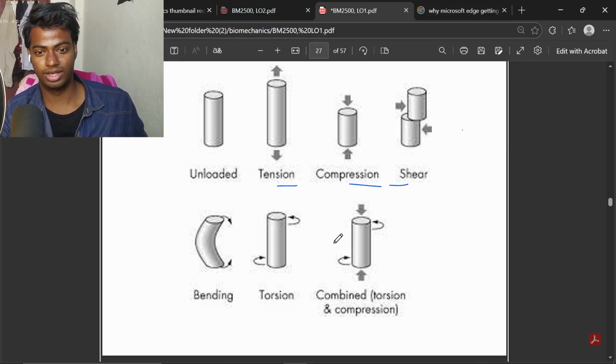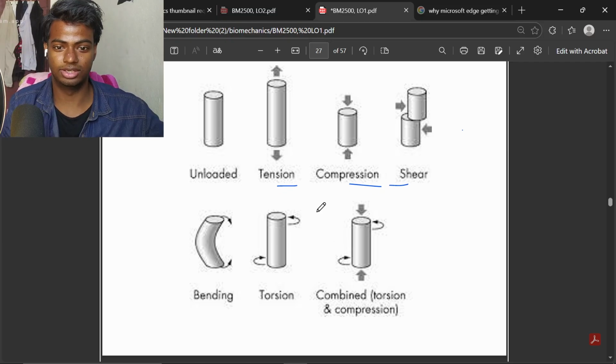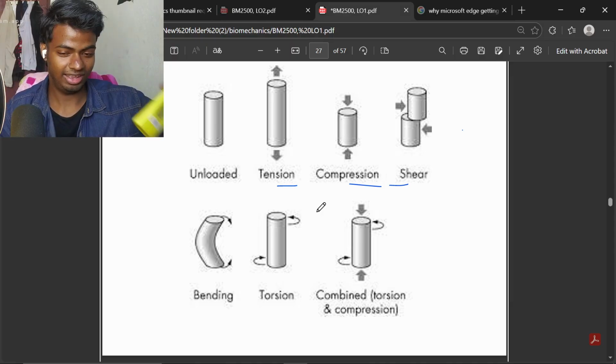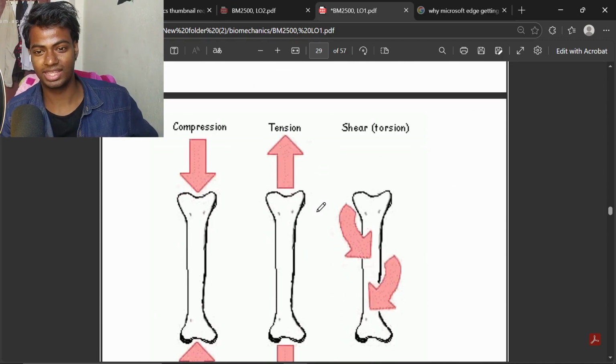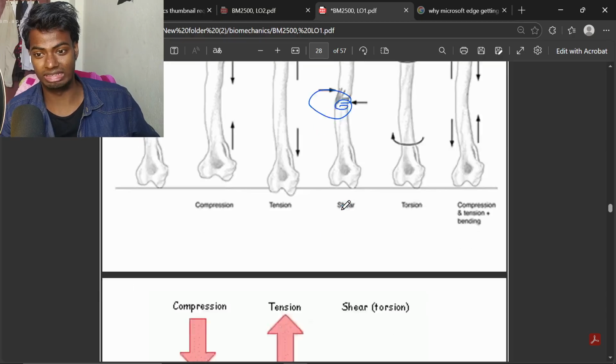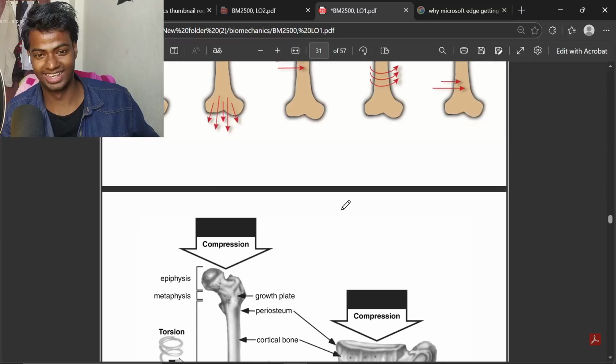The kinds of forces are very interesting: tension, compression, shear. Sorry, tension, compression, shear. This is the number of ways we can torture our bones. See, the amount of damage produced by shear force is very, very damaging.